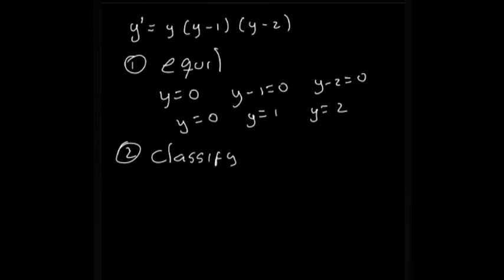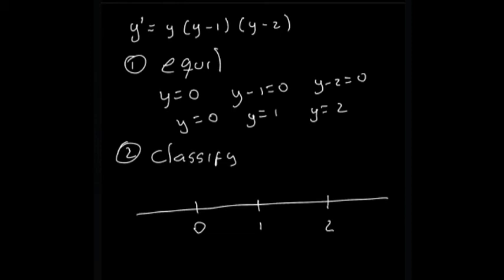Again, we're going to draw a line here and place the values. So y equals 0 will be here, y equals 1 will be here, and y equals 2 will be here. Actually, let me redraw this in a better way. Let's put the 0 here, the 1 here, and the 2 here. Okay, that's better.